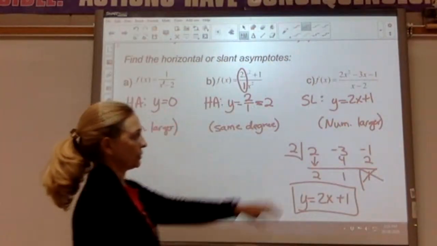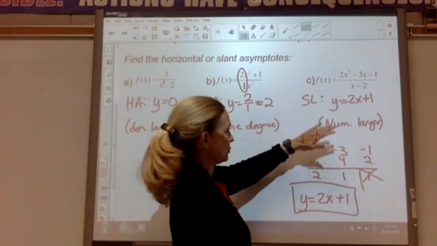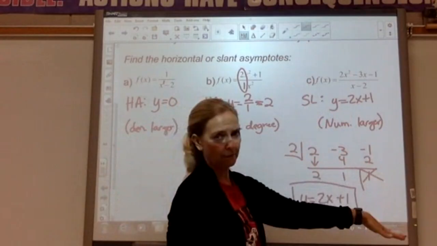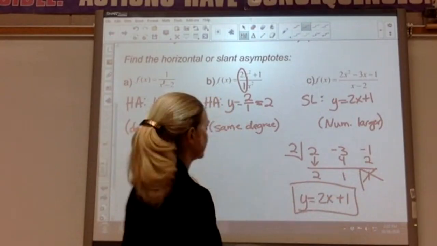Okay. So when the numerator is larger, you have a slant or an oblique asymptote, and you need to divide, ignore your remainder, and then write your equation of the quotient.